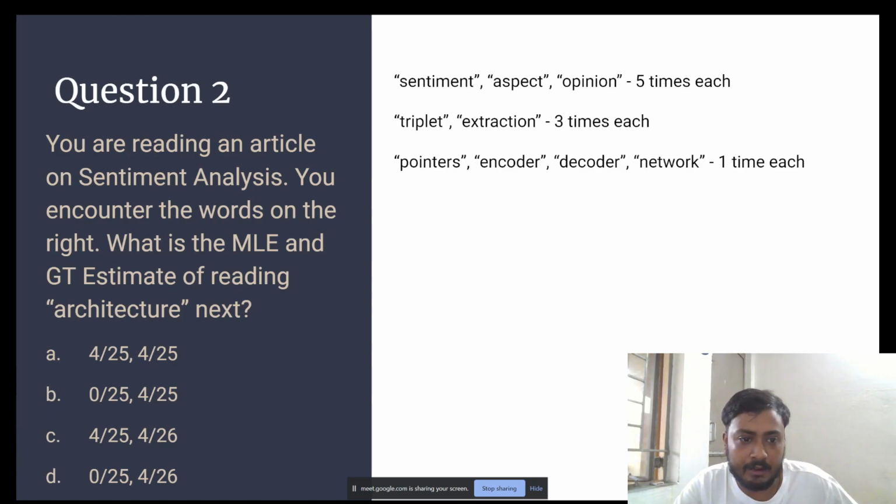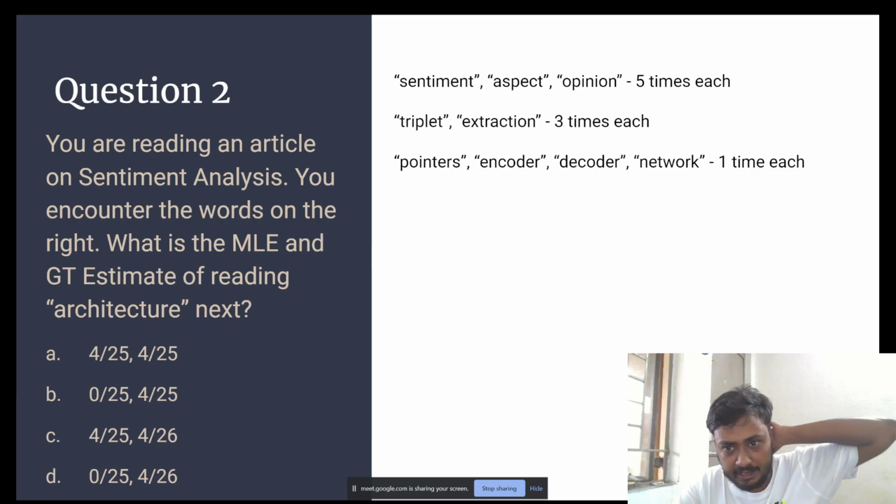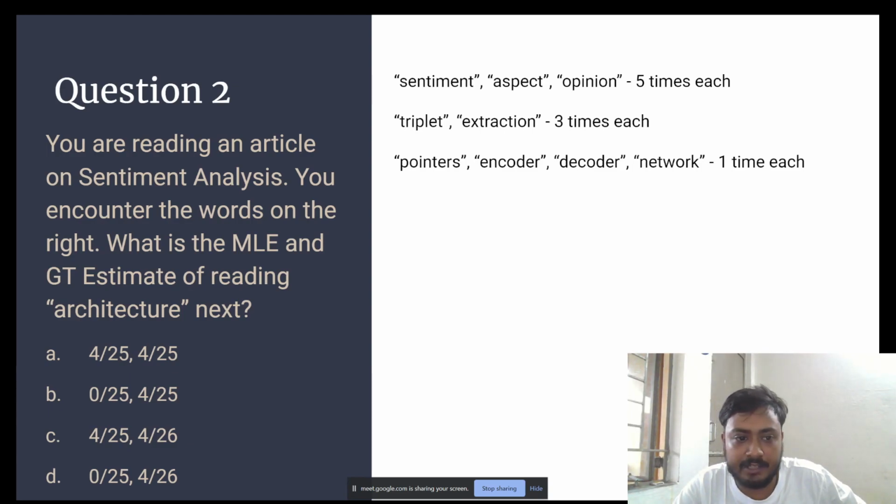Now they are asking to find the MLE and Good-Turing estimate of reading "architecture" next. After you have encountered these words, there are 25 words over here, 15 plus 6 plus 4. So after these 25 words, what is the probability of reading "architecture" next? Would you like to have a go? You can guess what the answer can be, then we'll discuss. All right. So what should be the MLE?